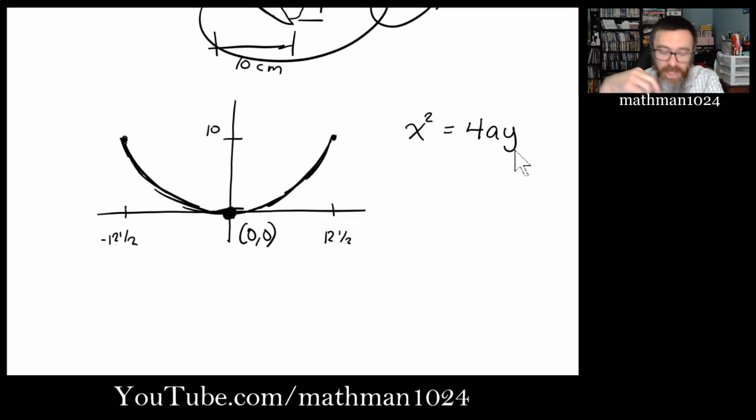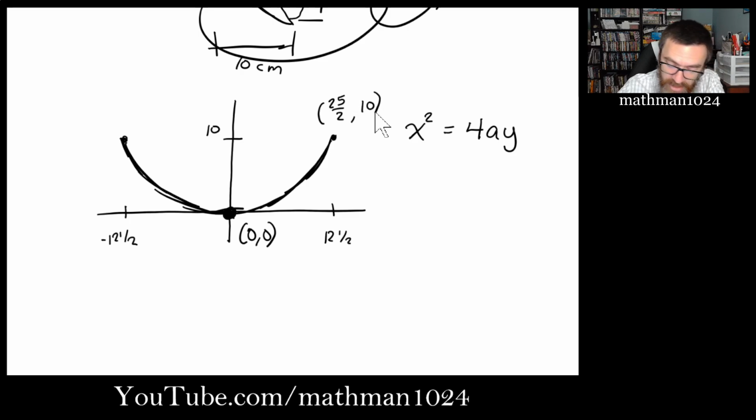Now we know the focus is going to be somewhere along the y-axis, but we need to figure out what the a value is. All right, so let's work that out. I don't want to use 0, 0. I need to use another point. So let's use this one right here. It's 12.5, but let's actually make this 25 over 2. I think it's going to simplify our work a little bit later.